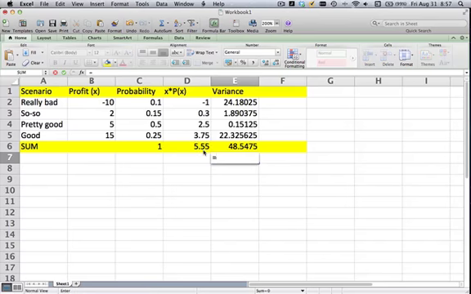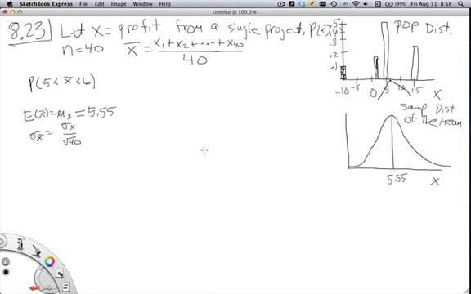But I don't want the variance, I want the standard deviation, so we have to take the square root of that number. So the standard deviation is 6.97, call it. We could write that up here if we wanted to. Sigma sub x is 6.97.